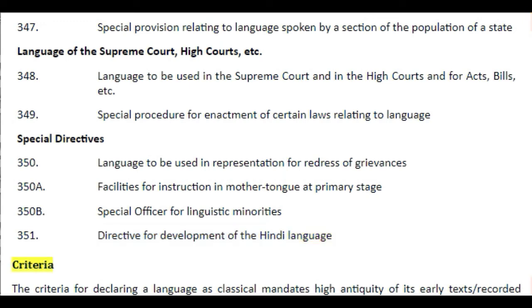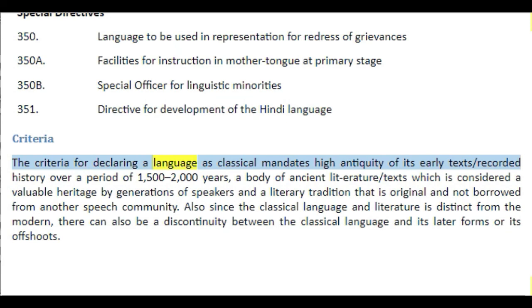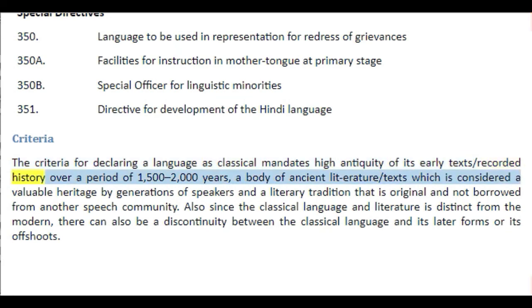Criteria. The criteria for declaring a language as classical mandates high antiquity of its early texts, recorded history over a period of 1,500 to 2,000 years, a body of ancient literature texts which is considered a valuable heritage by generations of speakers, and a literary tradition that is original and not borrowed from another speech community. Also, since the classical language and literature is distinct from the modern, there can also be a discontinuity between the classical language and its later forms or its offshoots.